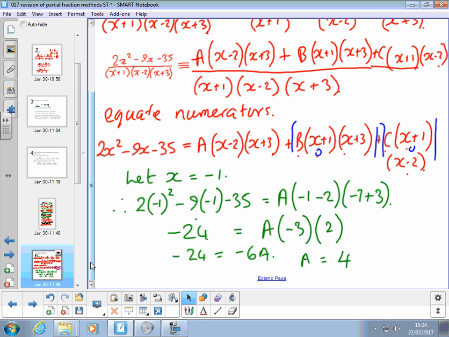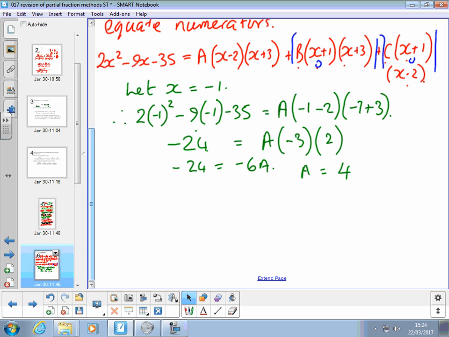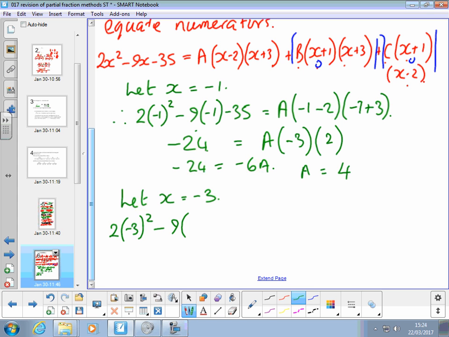What's the next thing we can do to eliminate terms? If we let x equal minus 3, we end up with 2 times minus 3 squared minus 9 times minus 3 minus 35 equals. And then that side, A term's gone, B term's gone, we get C minus 3 plus 1 times minus 3 minus 2.